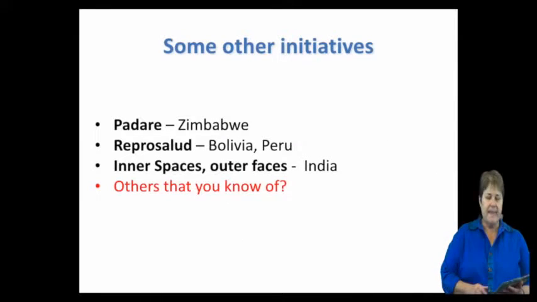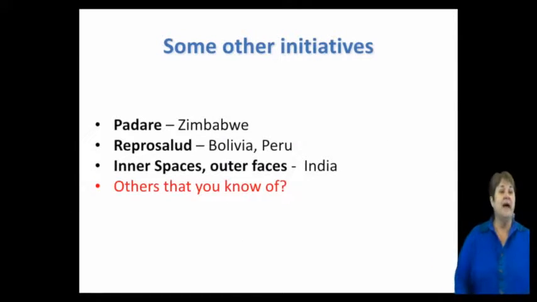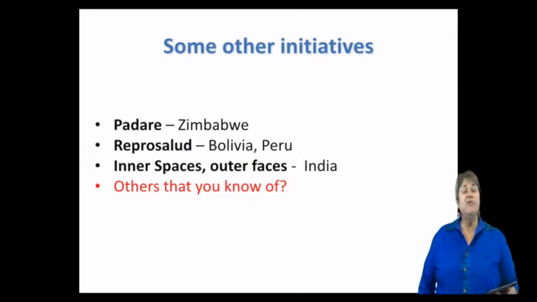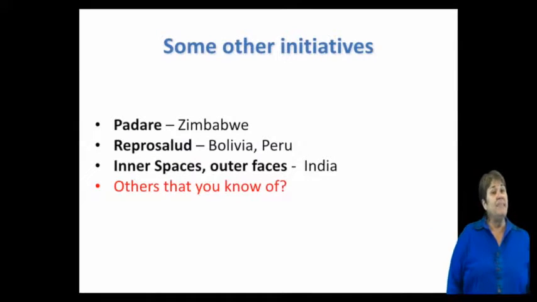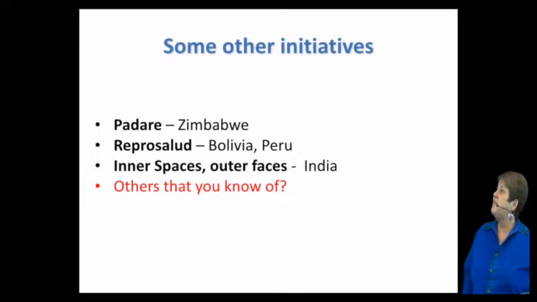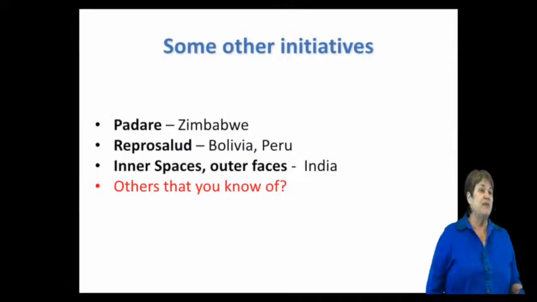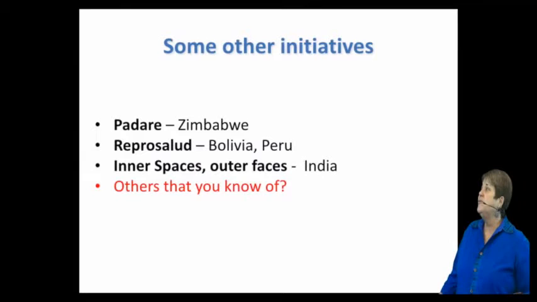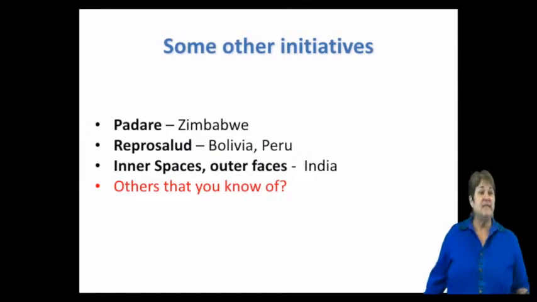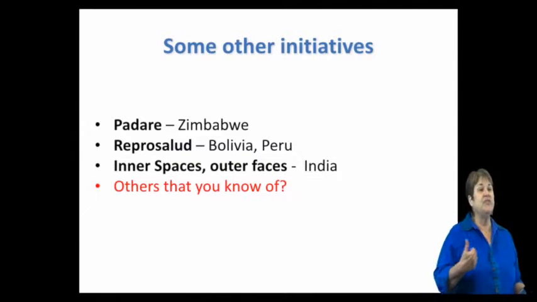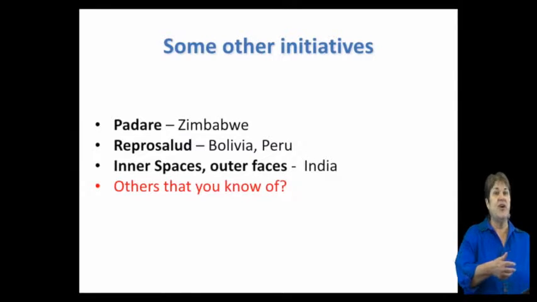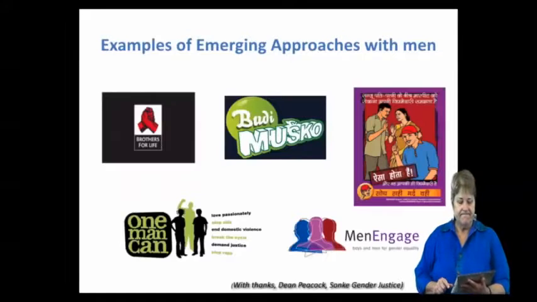And so on. There are a number of other initiatives. You've mentioned some. You've mentioned some in Zimbabwe. I think all of you knew about Padare. You mentioned a number of other initiatives in the countries that you come from. There are also some elsewhere in the world. For example, Repro Salud in Bolivia and Peru. There's Inner Spaces, Outer Faces, which operates in India. All these are gender transformation, trying to address the social determinants of gender-based violence.